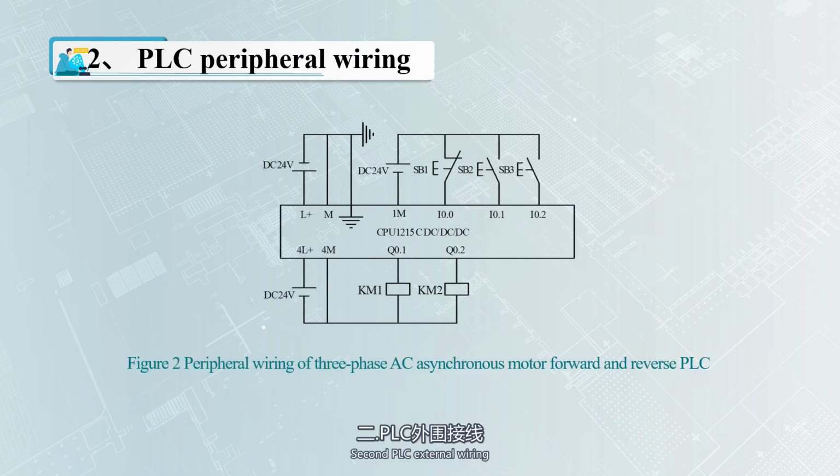Second, PLC external wiring. The terminals L+ and M are connected to a 24V DC power supply. The I0.0, I0.1, I0.2 terminals are connected to the corresponding buttons and then connected to the DC power supply with the 1M terminal. The terminal L+ for 4M is connected to a 24V DC power supply. Q0.1 connects with the KM1 coil to the power supply negative, Q0.2 connects with the KM2 coil to the power supply negative.